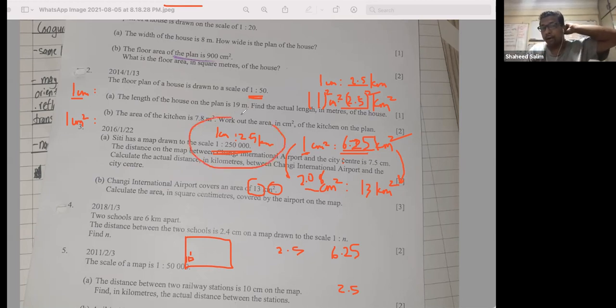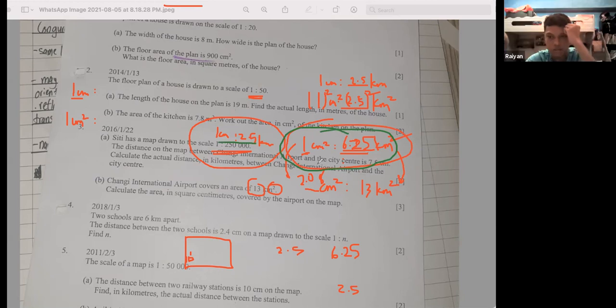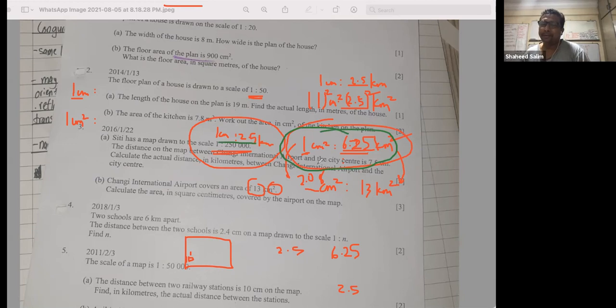This is only for length. This one is for area. You must be able to understand the difference now. This one is area, this one is length. So they will normally give you the ratio for the length. You got to find out the ratio for area. Are you okay? You're scratching your head. I don't know what it means. It means help me. Okay, you try now.